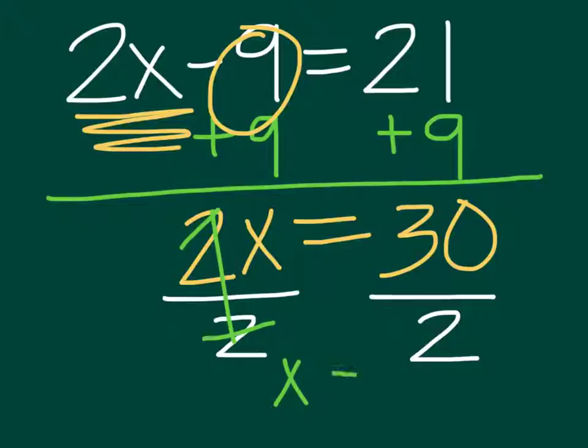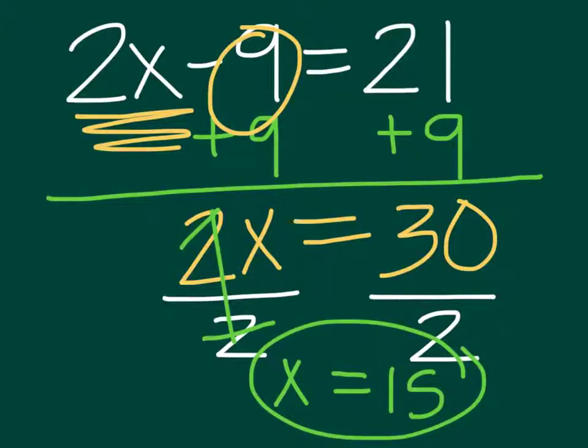We'll rewrite the equal sign, and then we have to do the division step. And 30 divided by 2 is 15. So x is by itself. We know that 1x is equal to 15. We've found the value of x that makes the equation true.